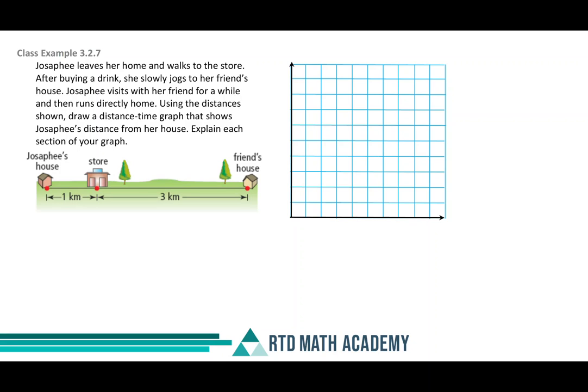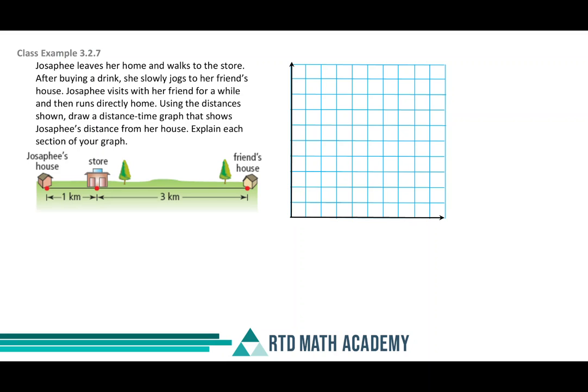Class example 3.2.7. Josephine leaves her home and walks to the store. After buying a drink, she slowly jogs to her friend's house. Josephine visits with her friend for a while and then runs directly home. Using the distances shown, draw a distance time graph to show Josephine's distance from her house. Explain each section of your graph.